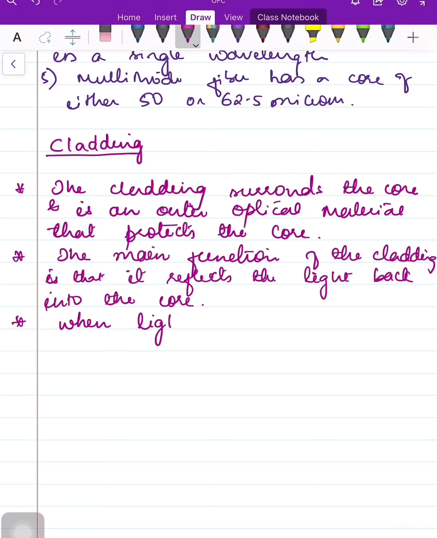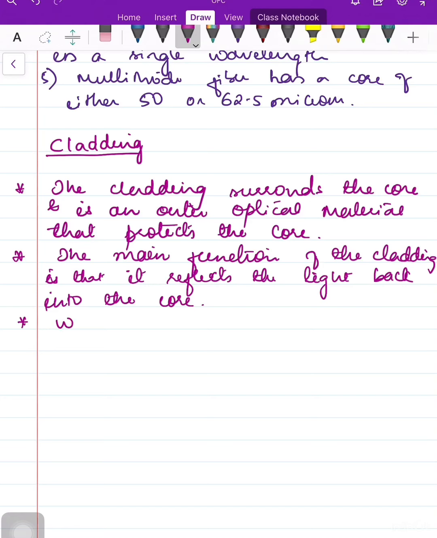When light enters, or I think we can skip this out, it's not necessary here. So you can just take down this one.